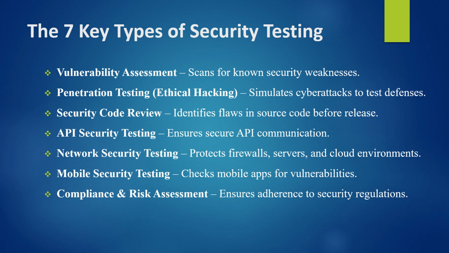Security testing is not a one-size-fits-all approach. There are multiple methods, each designed to test different aspects of security. Here are the 7 key types of security testing that organizations perform. 1. Vulnerability assessment, scanning for known security weaknesses. 2. Penetration testing, ethical hacking, simulating real cyber attacks. 3. Security code review, checking source code for vulnerabilities. 4. API security testing, protecting web services and API endpoints. 5. Network security testing, securing firewalls, servers, and cloud environments. 6. Mobile security testing, ensuring mobile apps are safe from attacks. 7. Compliance and risk assessment, ensuring adherence to security regulations. Each of these tests serves a unique purpose, and using a combination of them provides the strongest defense against cyber threats.